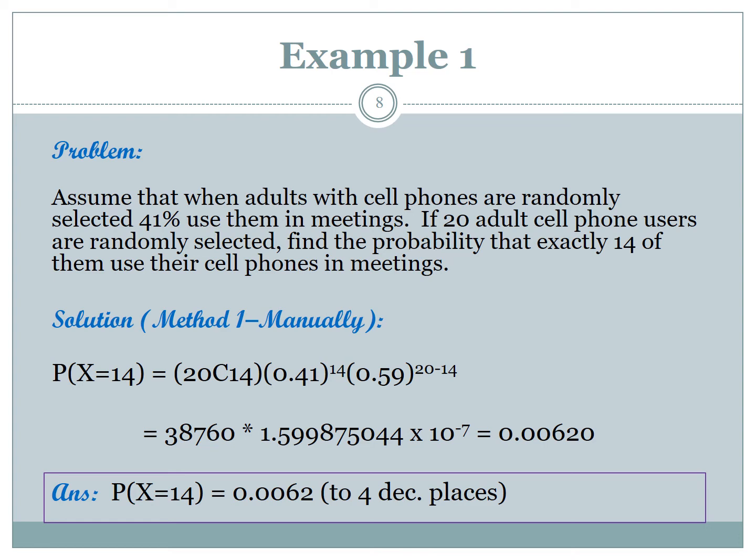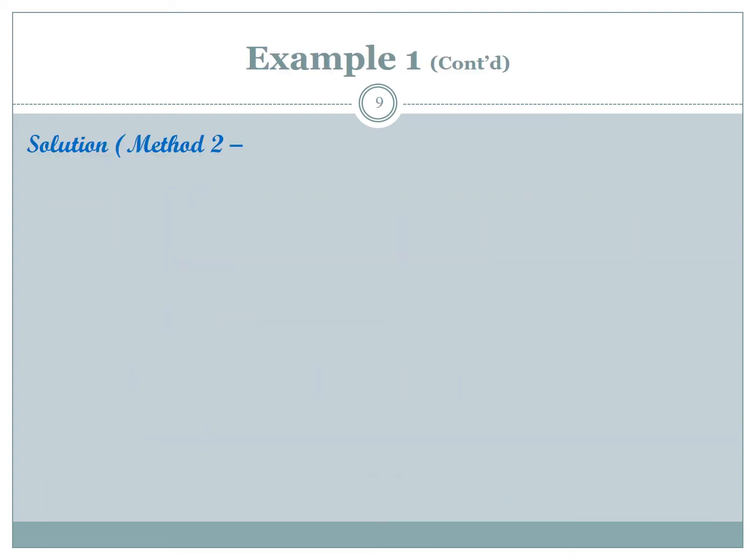So I have my problem. You see I have that in blue. I have my solution again in blue, and then the answer. So I have the three aspects of the problem: the problem, the solution, and the answer.